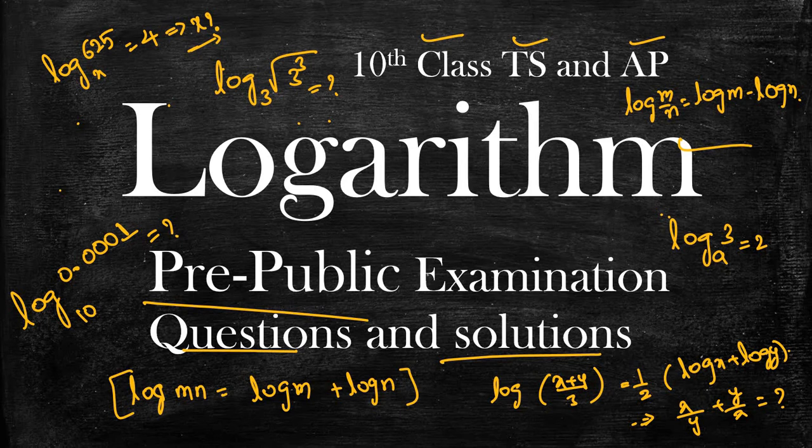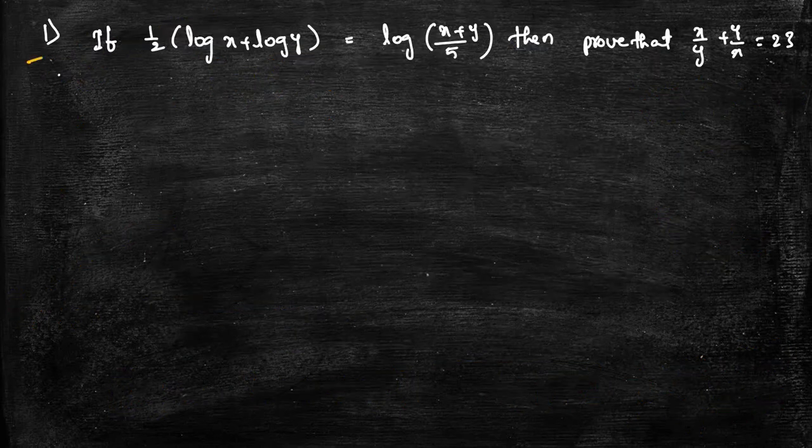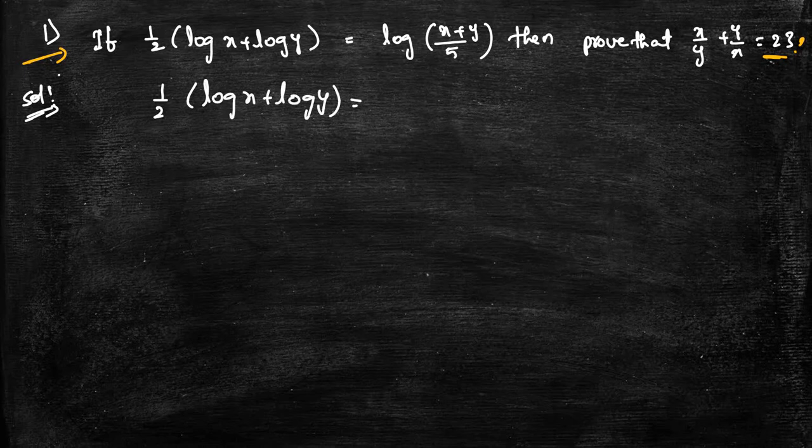Now start with the first question. If 1 by 2 into log x plus log y is equal to log of (x plus y) by 5, then prove that x by y plus y by x is equal to 23. He is asking us to prove. The solution comes like this. The given question is 1 by 2 into (log x plus log y) is equal to log of (x plus y) by 5.